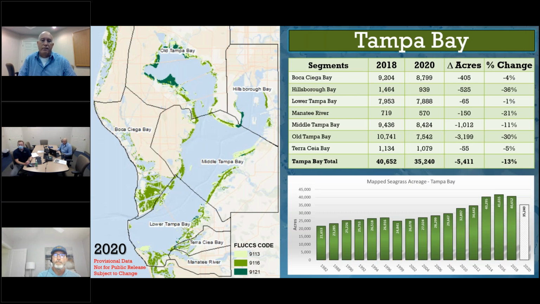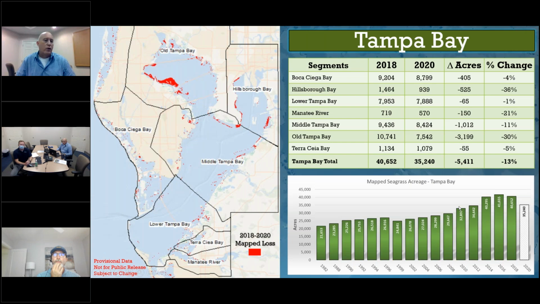And the graph on the bottom shows you the time series from 1982 to the 2020 maps. And so you can see that our acreage totals are back down to where we were around the 2010 to 2012 timeframe. And this is what it looks like in terms of the change. So again, those red polygons represent the areas where we lost grass.